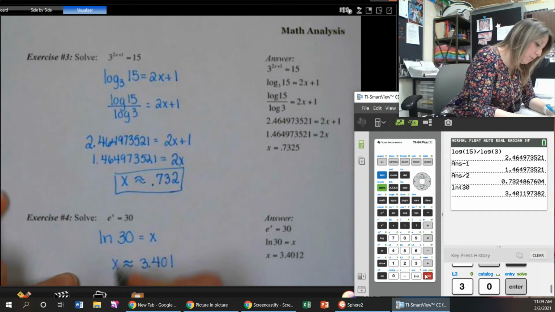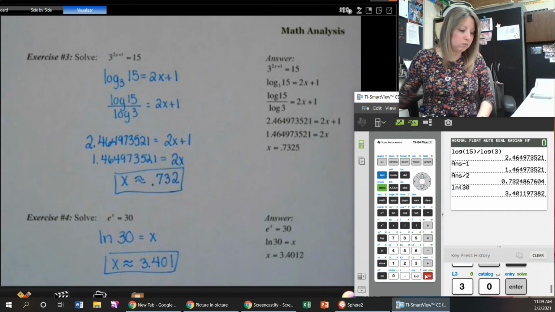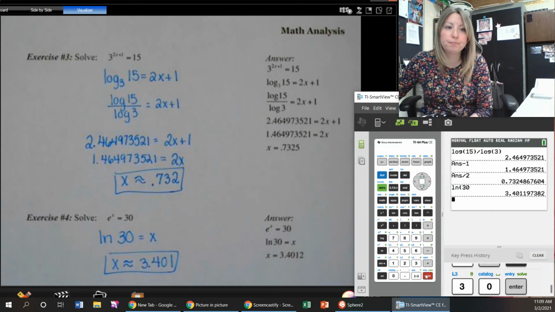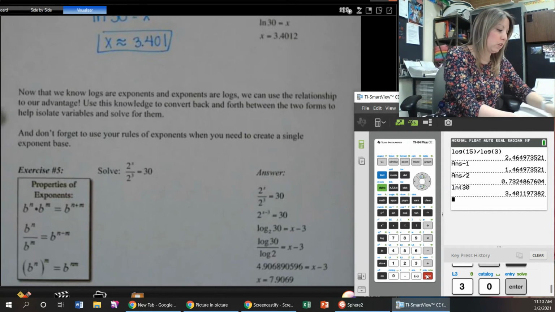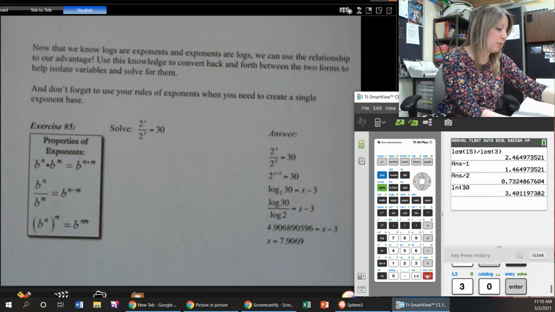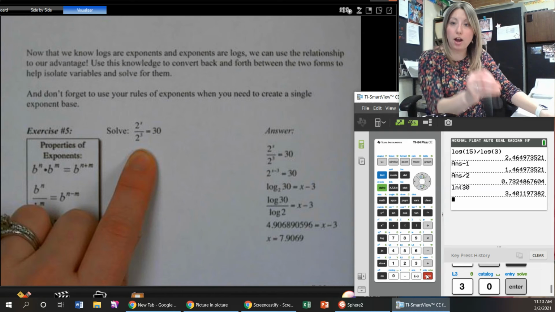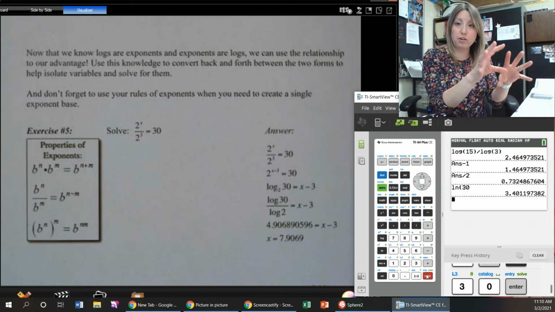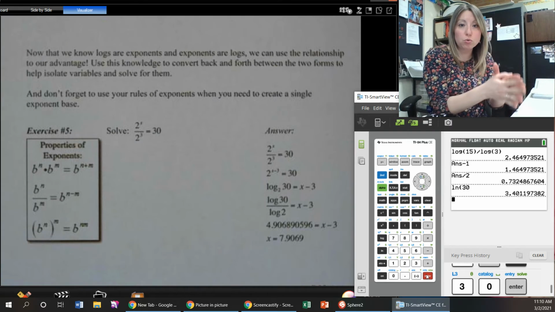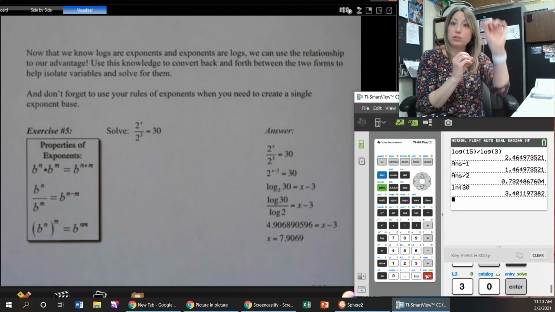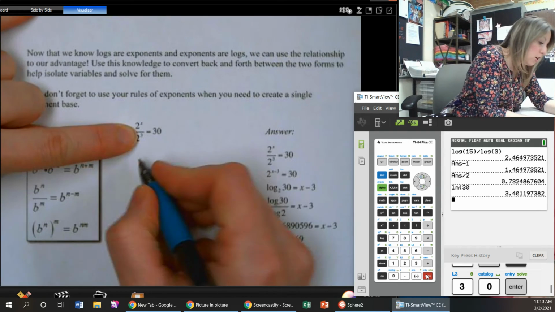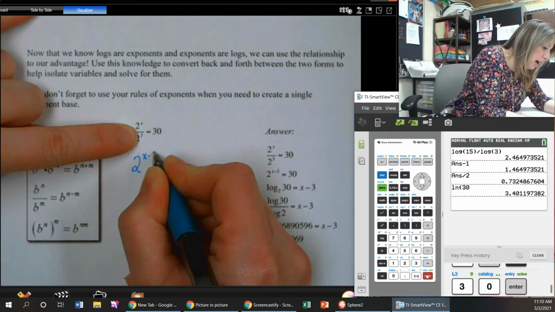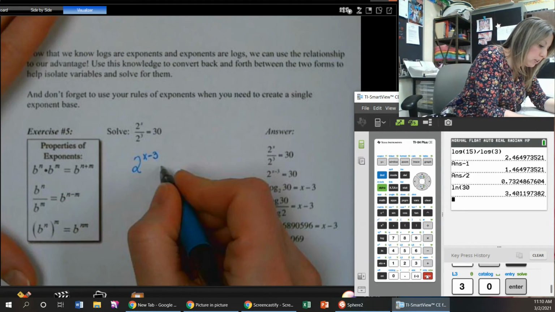There we are. That's it. If you run into a situation like this, exercise 5 down here, don't forget your exponent rules. Your exponent rules here are saying this is the same base, so all you need to do is subtract those exponents. So I can write this as 2 to the x minus 3, with my exponents subtracting. That's it. Now it's equal to 30, right?